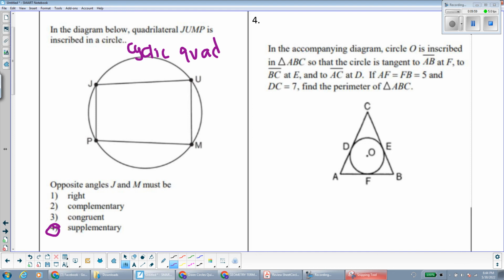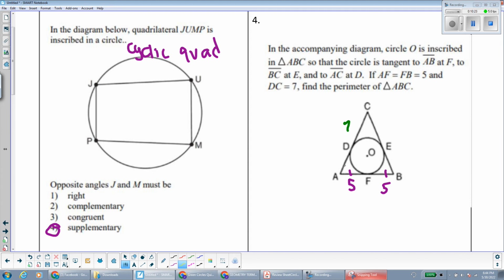So that the circle is tangent to AB at F, to BC at E, and to AC at D. If AF equals FB equals 5, and DC is 7, find the perimeter of triangle ABC.